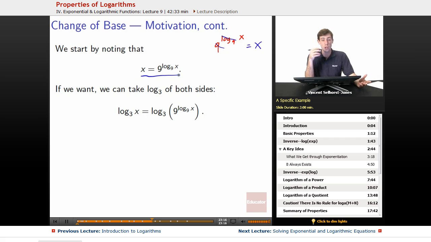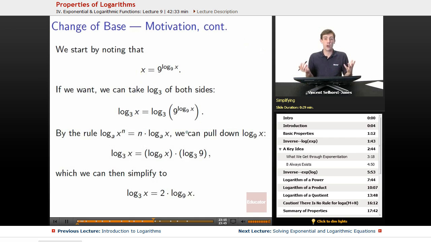If we want, we can take log base 3 of both sides, right? We know x is equal to 9 to the log base 9 of x, so it must be the case that log base 3 of x is the same thing as log base 3 of 9 to the log base 9 of x. We can take log base 3 of both of the things on either side because that equal sign means that it has to be equal for whatever happens to it. So log base 3 of x is equal to log base 3 of 9 to the log base 9 of x. Okay, with that idea in mind, we can start applying our rules that we have.